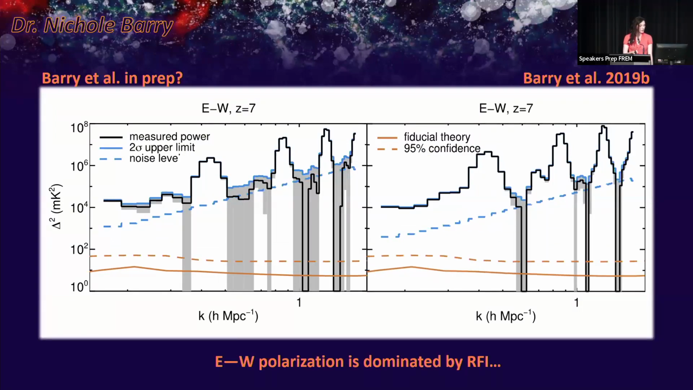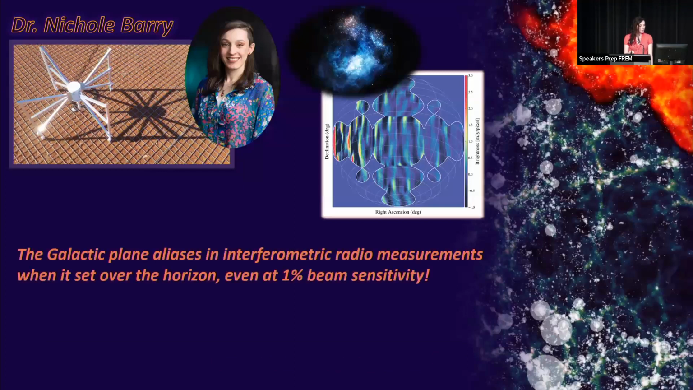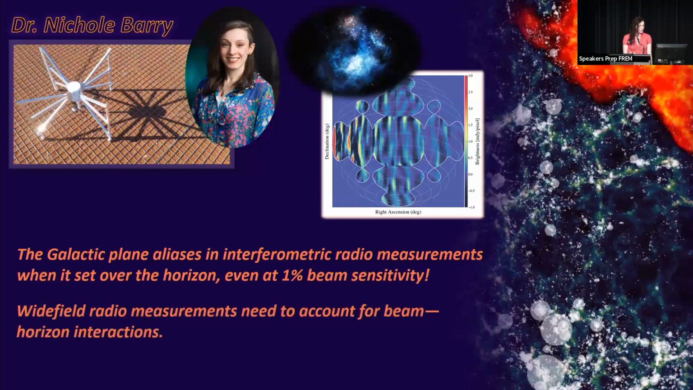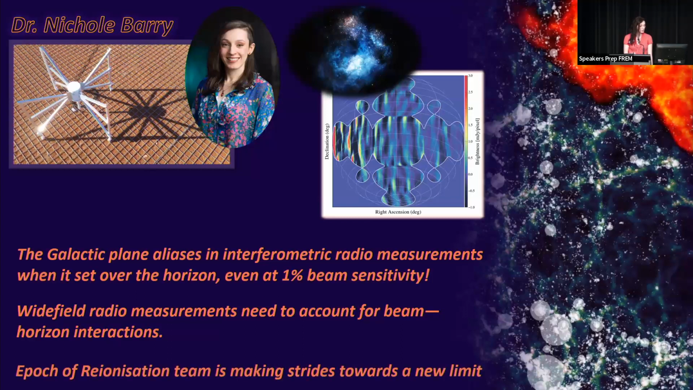And just to skip that, I'll go to my summary here. The galactic plane aliases in interferometric radio measurements when it sets over the horizon, even if it's at 1% beam sensitivity. And we need to account for this beam horizon interaction. And the EOR team is making strides towards a new limit. Thanks.